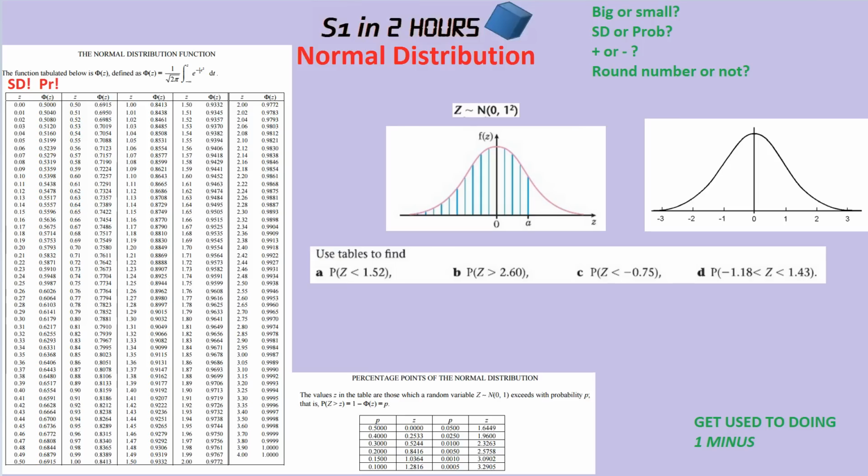Normal distribution is one of the harder topics in S1, and many students get really confused by all these tables and all these numbers and these graphs and all of these inequalities as well. So it can get very confusing.